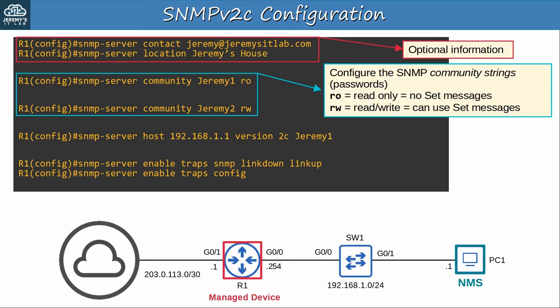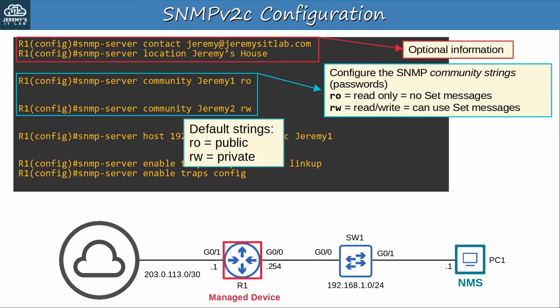On the other hand, I specified Jeremy2 as RW, read-write. An NMS using this password will be able to both read using get messages and write using set messages. Note that there are actually default community strings, public for RO and private for RW. So if you don't specify community strings, these will be used. Of course, it's best to configure the community strings and not use the defaults, as they are less secure.